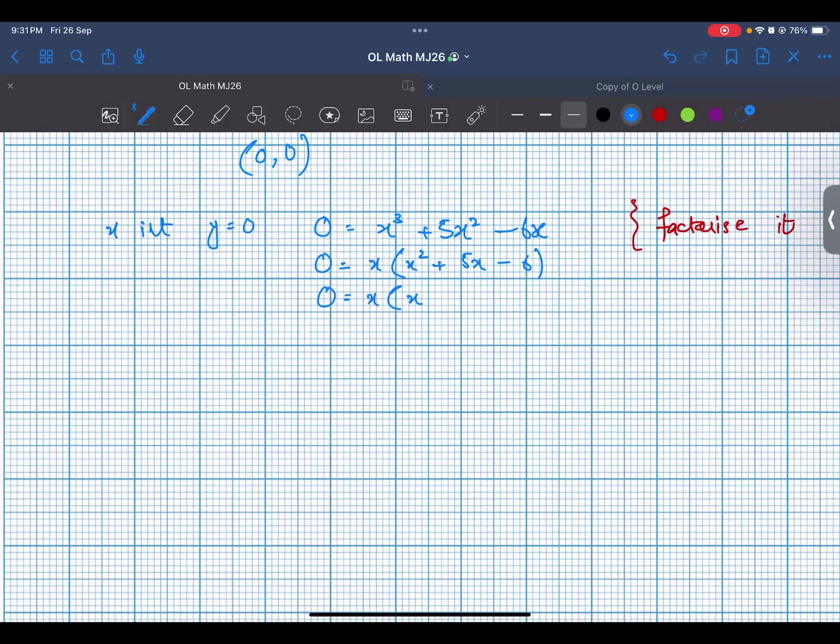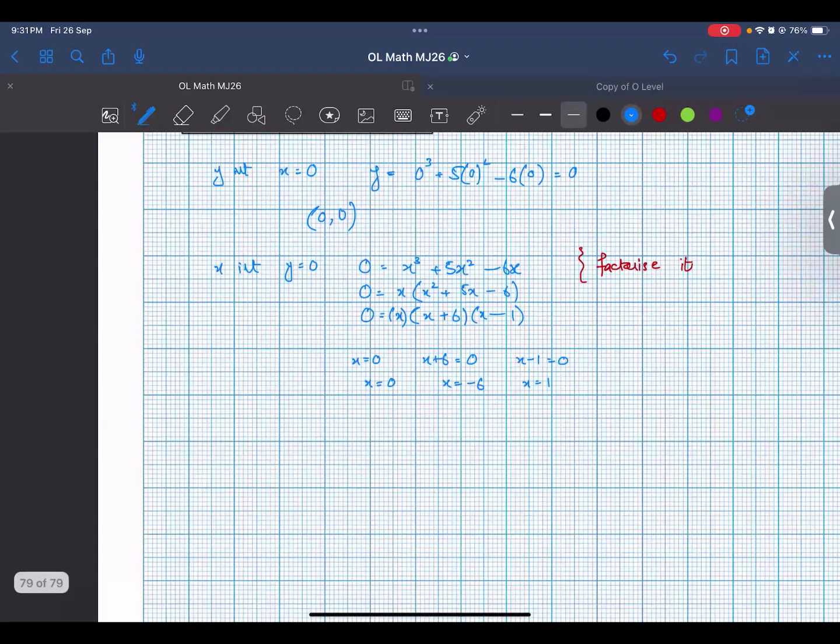So look, you now have 3 factors. Now you equate each of them with 0. So x is equal to 0, x plus 6 is equal to 0, x minus 1 is equal to 0. So x is 0, x is equal to minus 6, x is equal to plus 1. So now you have the 3 x-intercepts. So again, you go on to the plotting part.